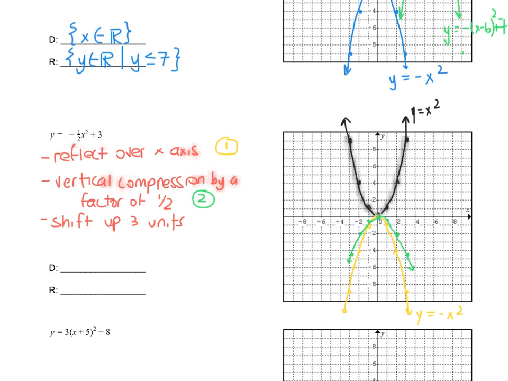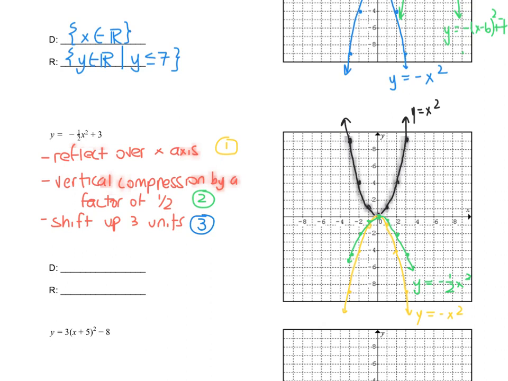And the one at the origin is staying where it is. And when I label this one, it is just y equals negative a half x squared, because we've done the reflection and the compression. And now it looks like it's been squished in. Now our final step is shifting up 3. So we take this green parabola that I just drew, and we're going to shift those points up 3.